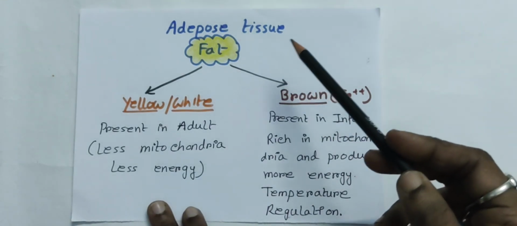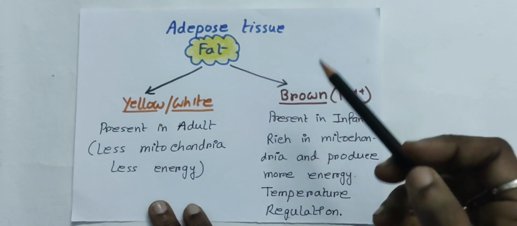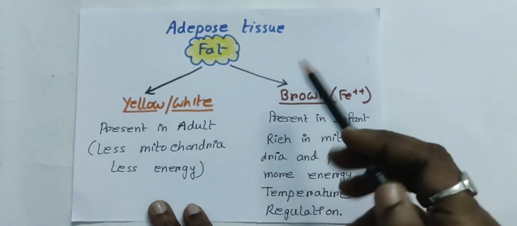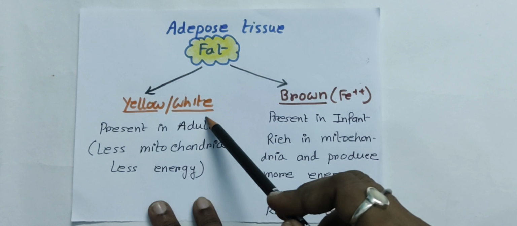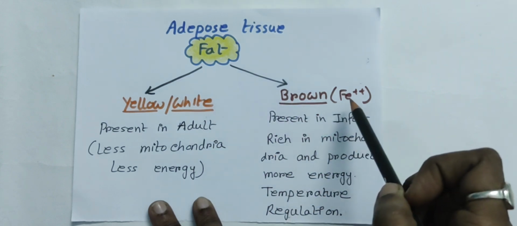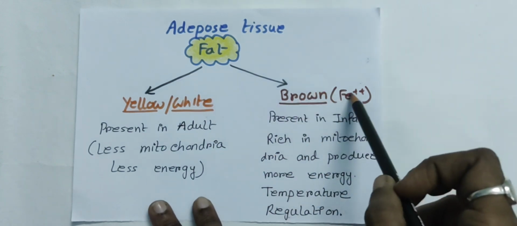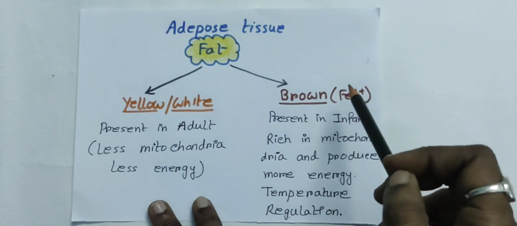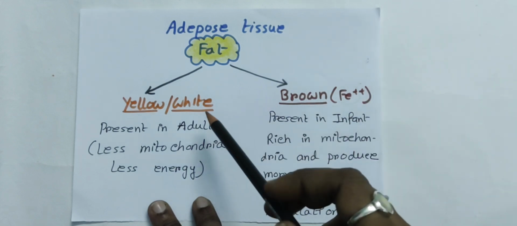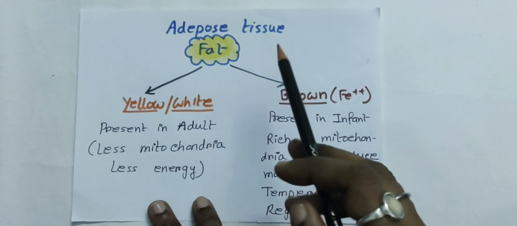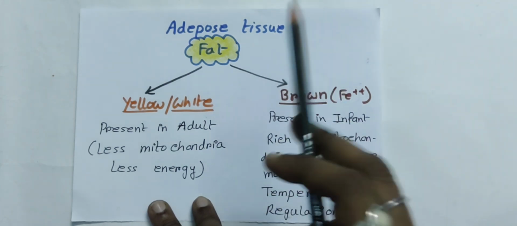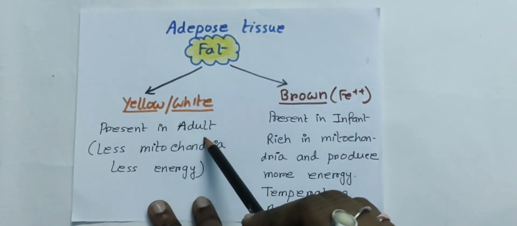Now this adipose tissue which has stored fat. That fat is divided into two parts, that is yellow or white fat, and another one is brown fat. Brown color is due to presence of the iron containing pigment, that's why it's brown. And this yellow and white fat is found in the adult. It has less mitochondria and it has less energy. It's found in the adult.